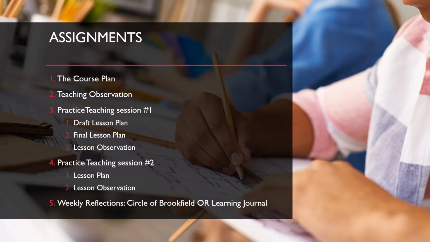So we do have 5 major assignments for the class, and several of them are broken up into pieces. But as an overview, we've got the course plan, which sort of sets out what you're going to be doing during the quarter. And the first thing that you'll be doing during the quarter is a teaching observation, and I already mentioned that in our pre-class email. We'll have a practice teaching session. Actually, we'll have 2 of those. And the first one, you're going to do a draft lesson plan, and we'll have some feedback on that. Then you'll do the final lesson plan, incorporating the changes from your feedback, and then your lesson observation of your colleagues, and that's where the feedback happens.